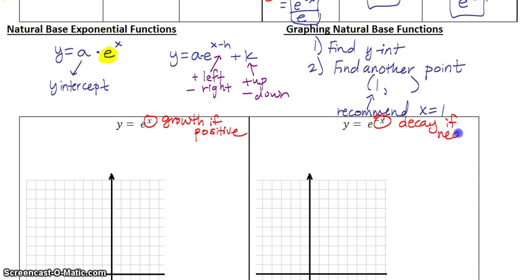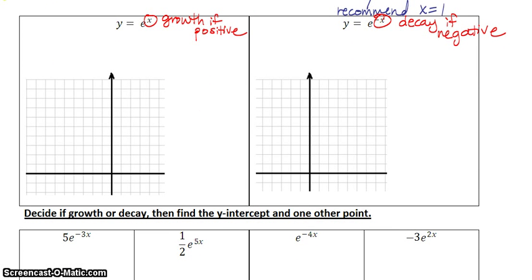And I'm going to do, that's why I chose these two, because I want to do one of each type. All right, and these are kind of like a quote parent function if you want to think about that, but all of our graphs are going to look very similar to these. So I'm going to follow my step-by-step. Step 1, find my y-intercept.